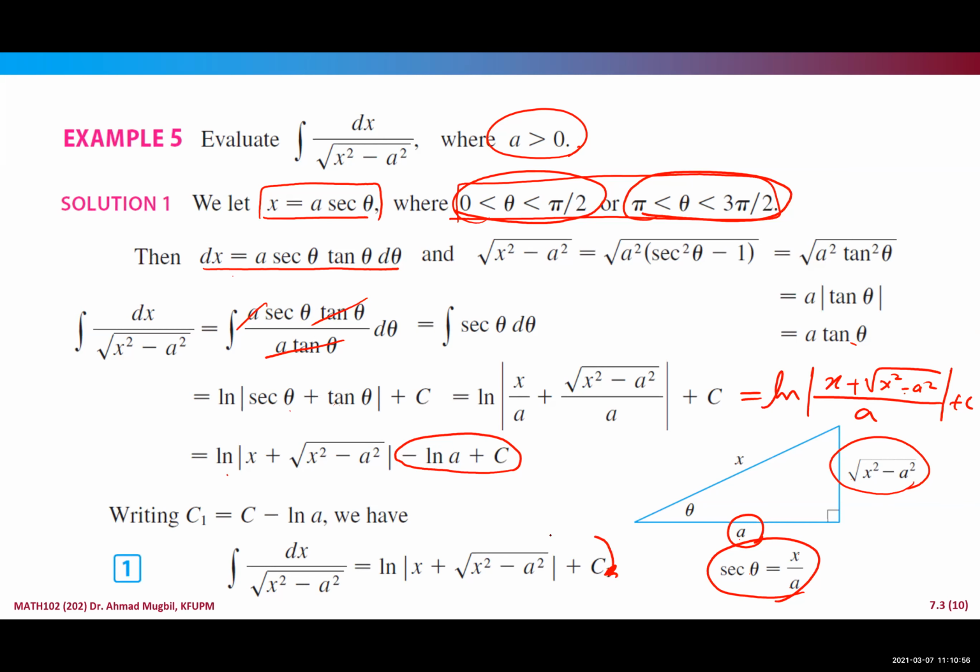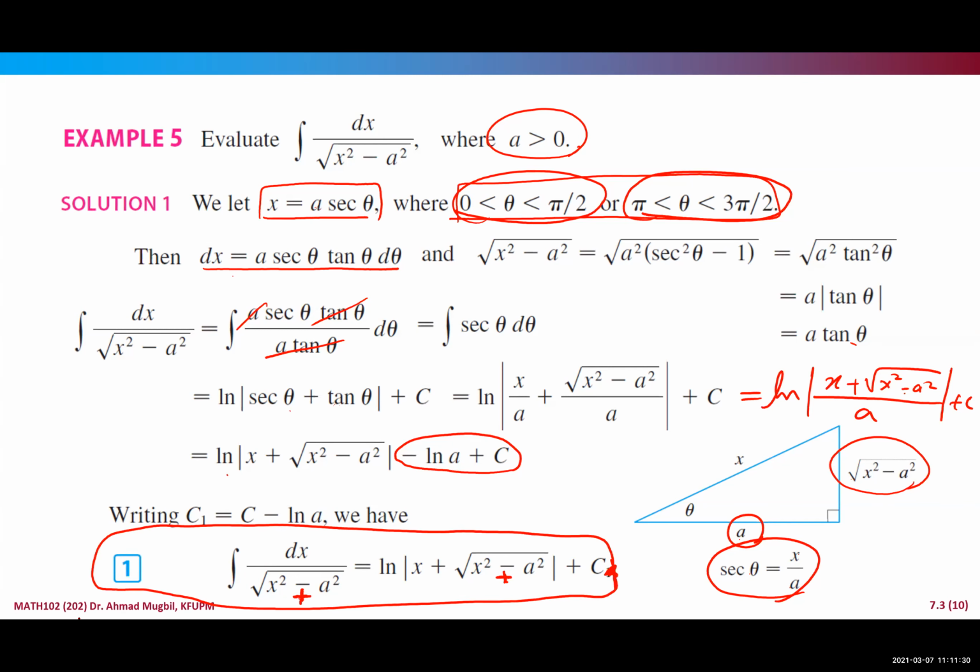Now you can update your table of integrals and add this integral to it. This formula number 1 tells you that if you have the integral of dx over the square root of x squared minus a squared, it is just ln the absolute value of x plus this. By the way, we have the same formula if this is a plus. If this is a plus, we will use tan. We will not use this substitution. We will use a tangent theta. And it will be the same, just this will be plus instead of minus.